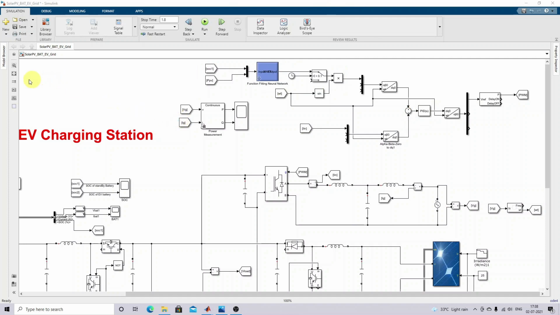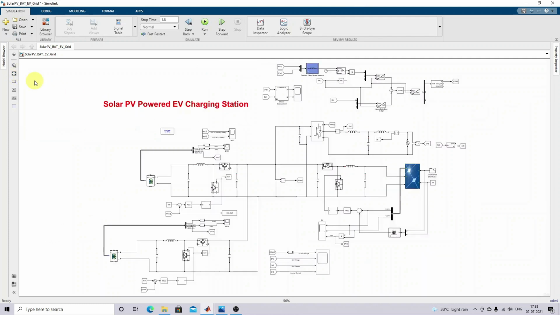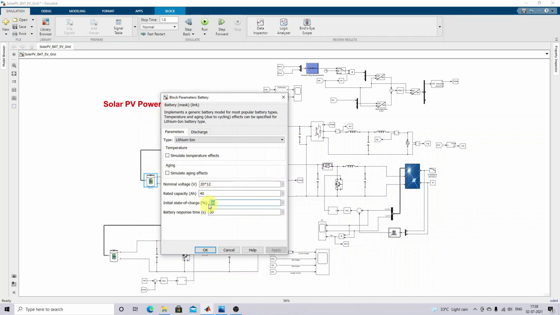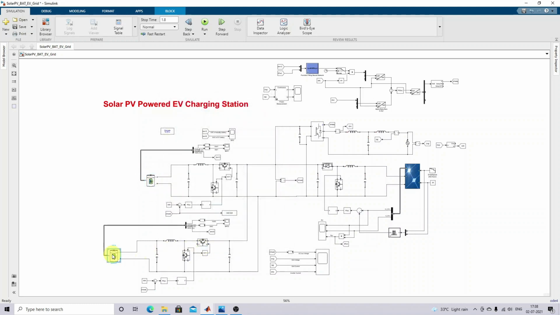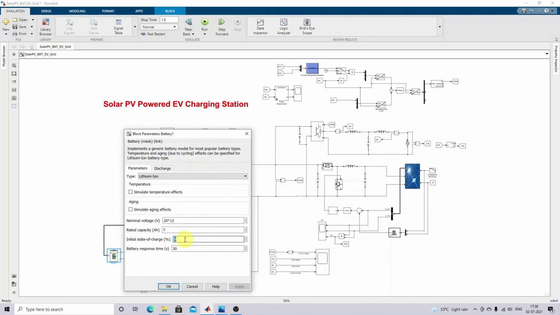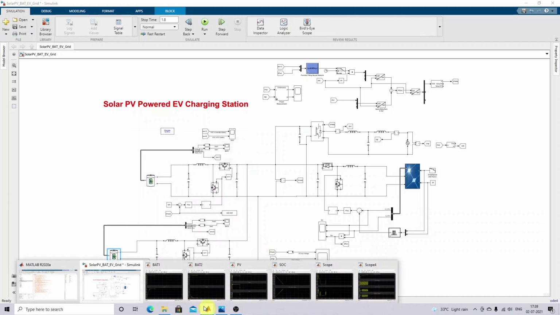So this is a Simulink model we have created for this solar powered EV charging station. It has an ANFIS MPPT and a neural network based energy management system for grid integration. Okay, so now I'm going to set the SOC. Here you can see that the SOC of the battery is around 90%. That means the SOC of this stationary storage battery is 90, and the SOC of the EV battery is 9%. So next you have to see the simulation results.